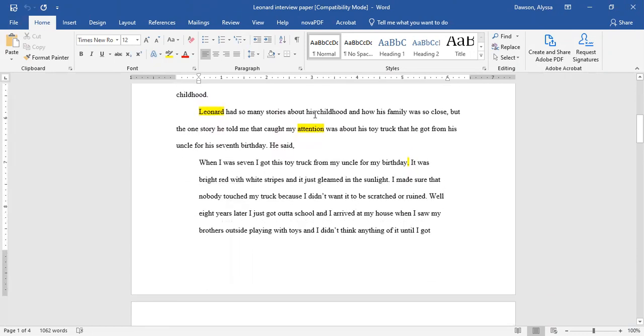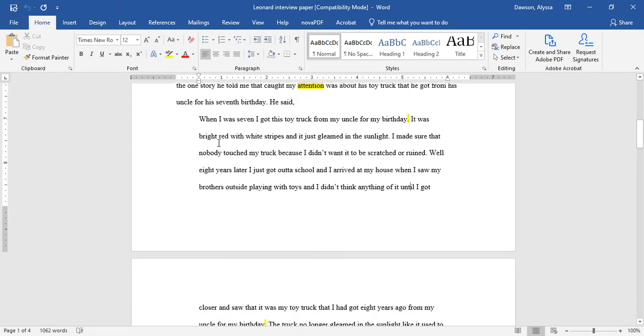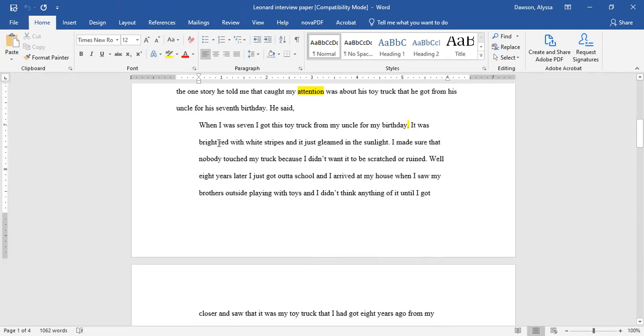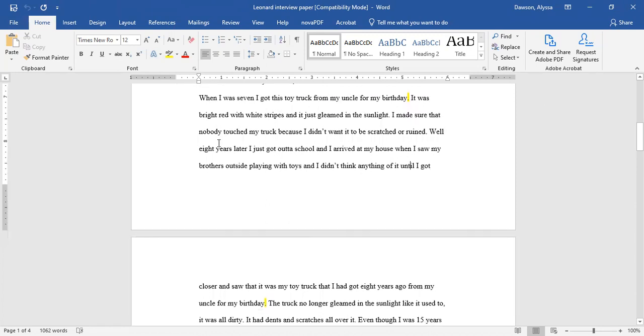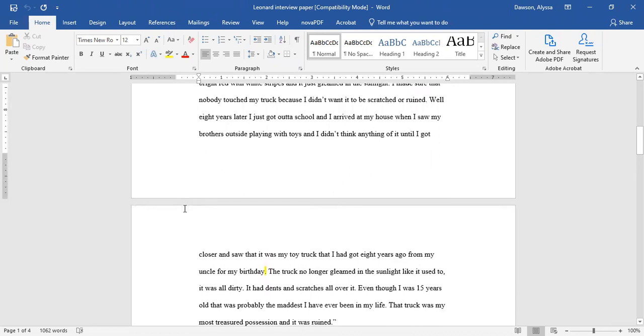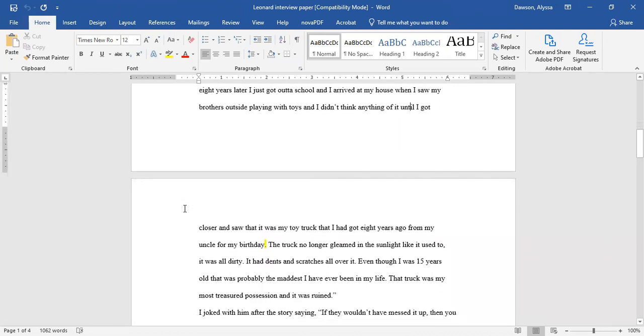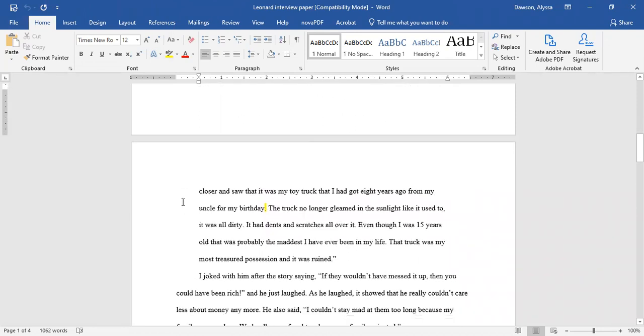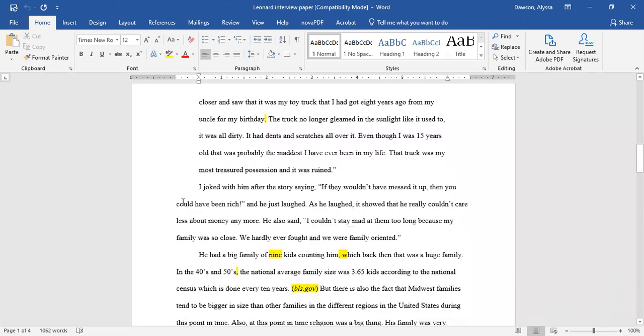It says, Leonard had so many stories about his childhood and how his family was so close, but the one story he told me that caught my attention was about his toy truck he got from his uncle for his 7th birthday. He said, when I was 7, I got this toy truck from my uncle for my birthday. It was bright red with white stripes and it just gleamed in the sunlight. I made sure that nobody touched my truck because I didn't want it to be scratched or ruined. Well, 8 years later, I just got out of school and I arrived at my house when I saw my brothers outside playing with my toys, and I didn't think anything of it until I got closer and saw that it was my toy truck that I had got 8 years ago from my uncle for my birthday.